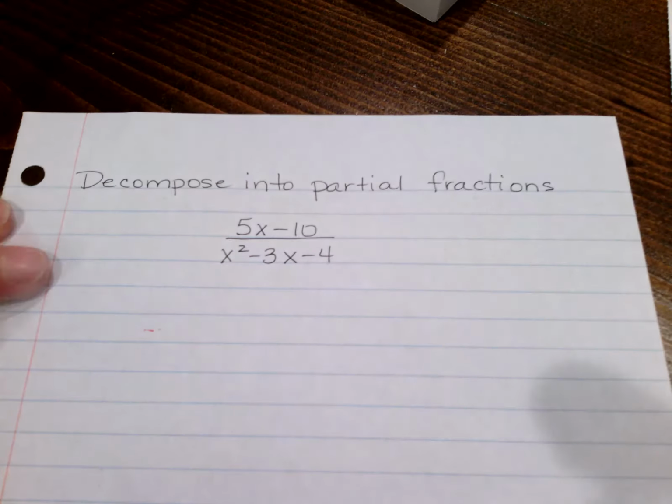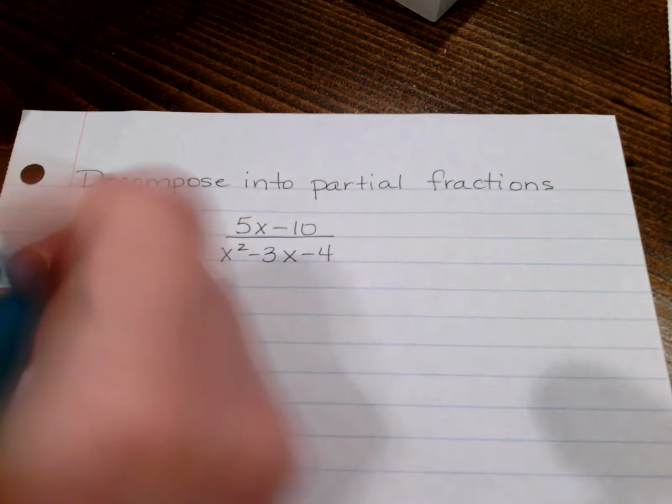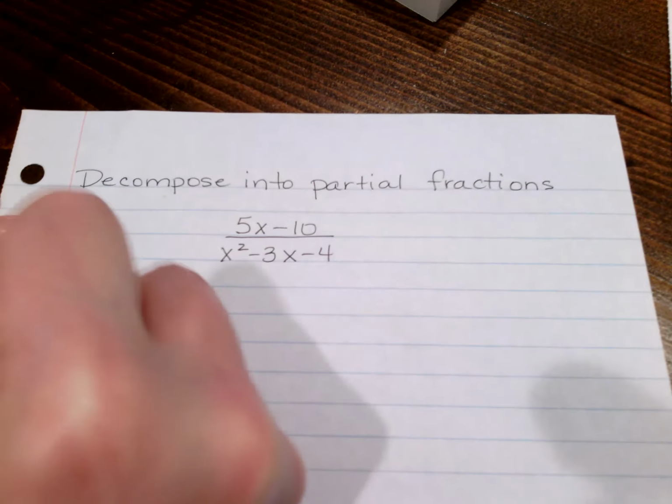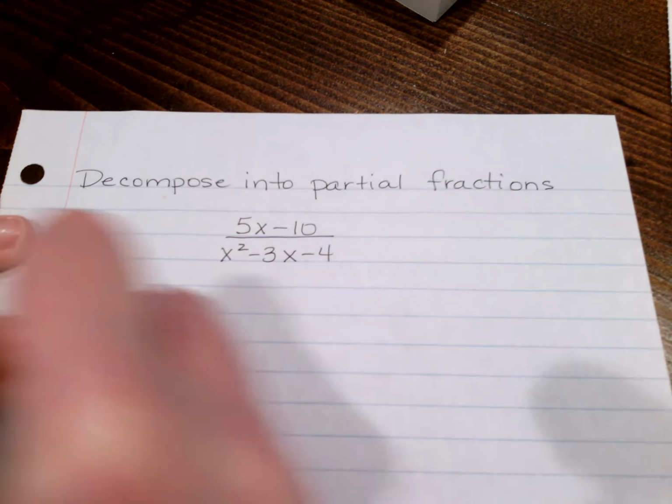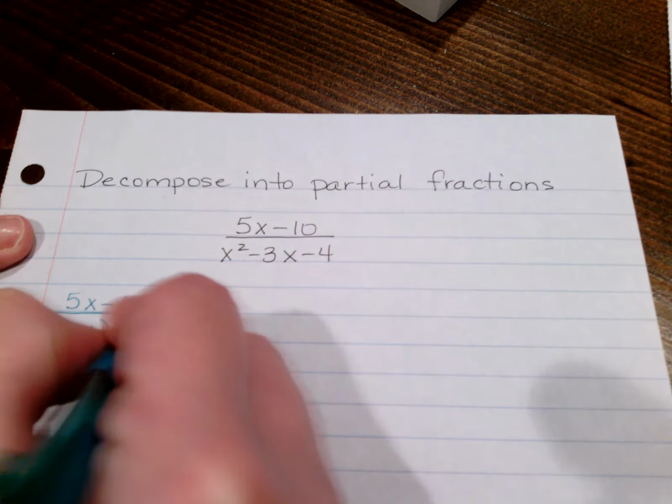In this video, we're going to look at decomposing a fraction into partial fractions. And I want you to think of this as doing the reverse of forming a common denominator. So I'm going to begin by factoring the denominator here, which would be x minus 4 and x plus 1.